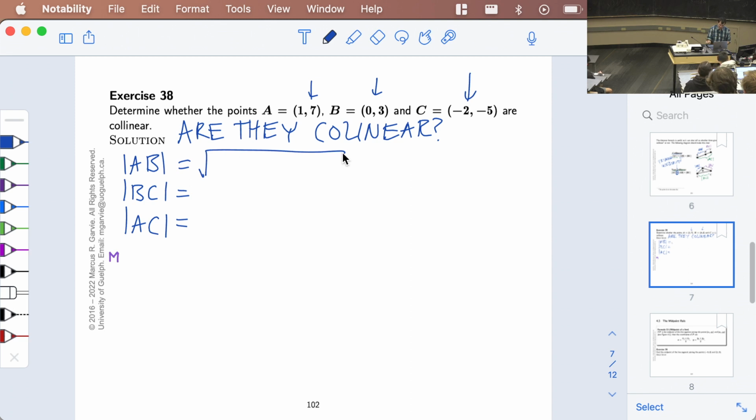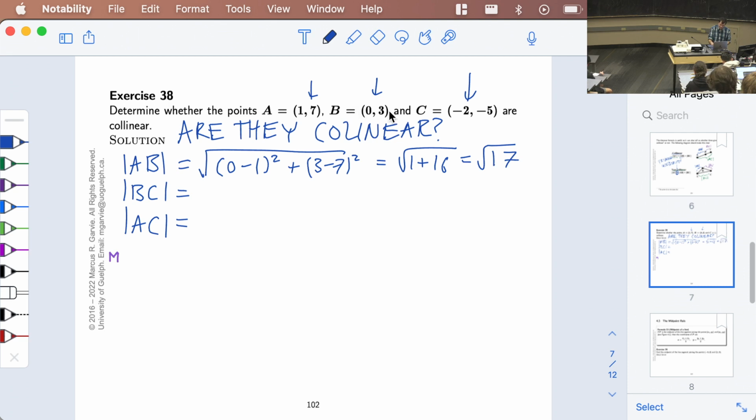The distance from A to B, the delta x's are 1 minus 0. Actually, let me be consistent and do 0 minus 1. Let's always do the second one minus the first one. 0 minus 1 squared plus 3 minus 7 squared. If you do that right, it should be 1 squared plus 16, which is the square root of 17.